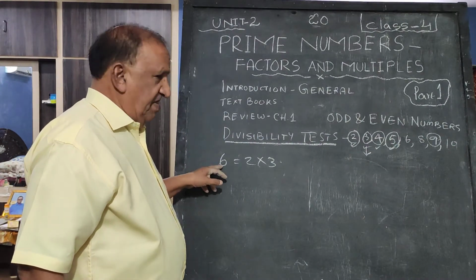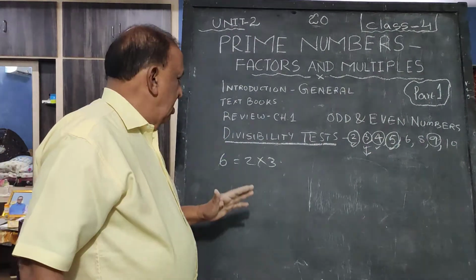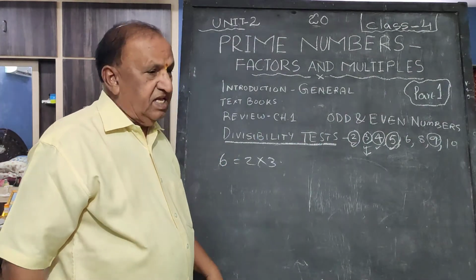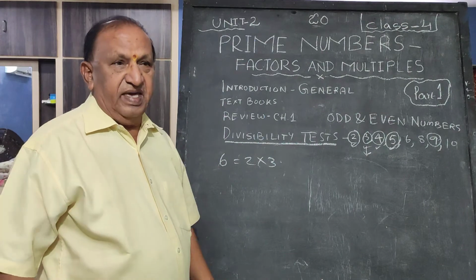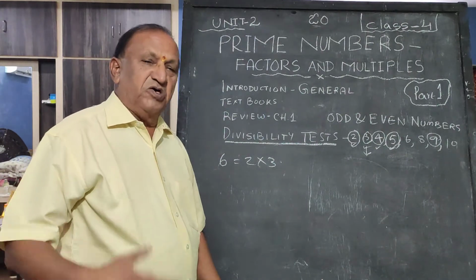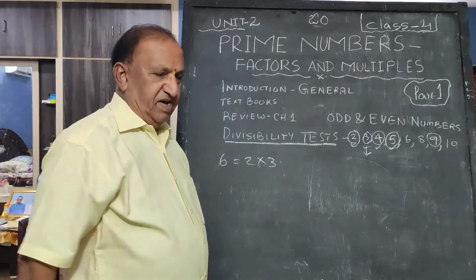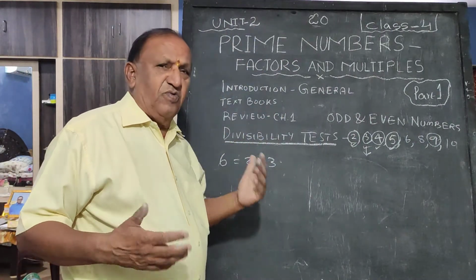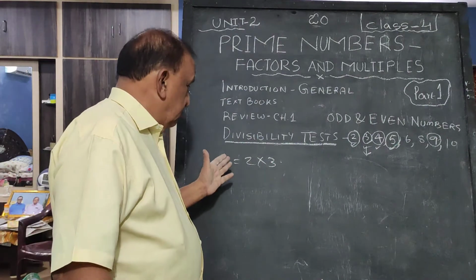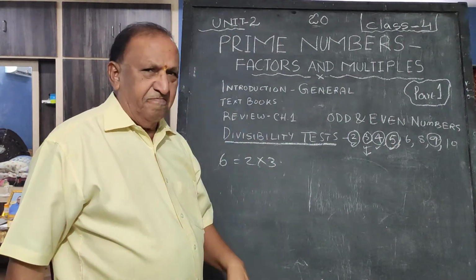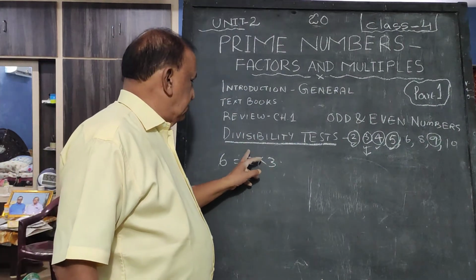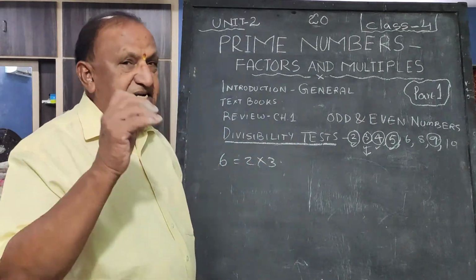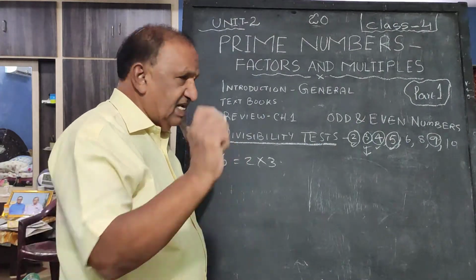So you first try whether the given number is divisible by 2 or not. That means the last digit has to be an even number. Suppose the last digit is an odd number, then you don't need to try for 3 because it's not divisible by 2. You will try for 3 only if the divisibility test for 2 is okay, that means the digit in the units place is an even number.